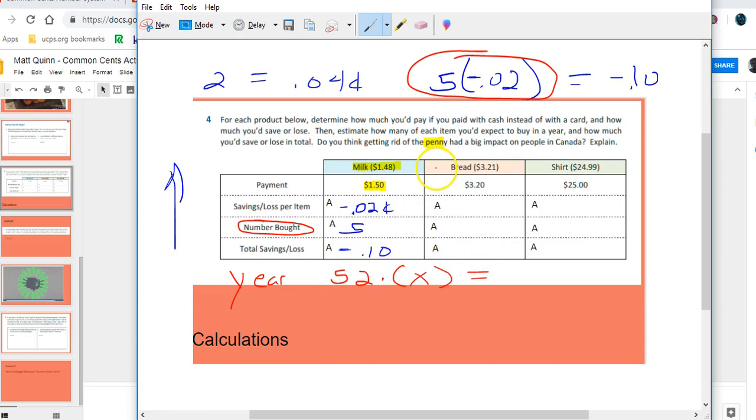You guys can do that for the bread and for as many shirts as you might buy in a year, and then you're responsible for the milk. I hope this video helps you get a basic understanding of what's expected, but you're still going to have to do the yearly for milk. I just did it for the week.